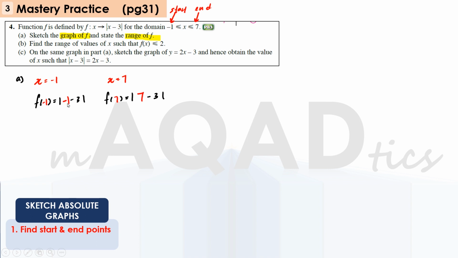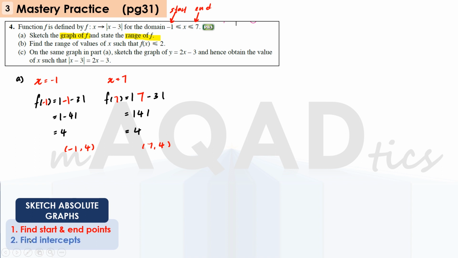This one is quite simple. Just substitute and calculate the answer. This one is negative, so because of the modulus, the negative is removed, and our answer is 4. This one is a positive value, so it does not have any effect from the modulus. So it's also 4. This is my starting point coordinate, and this is my ending point coordinate. This is the first thing: we need to find the start and end points first.